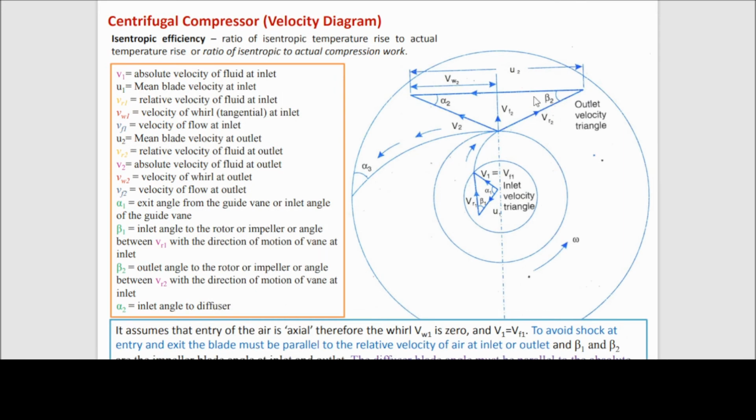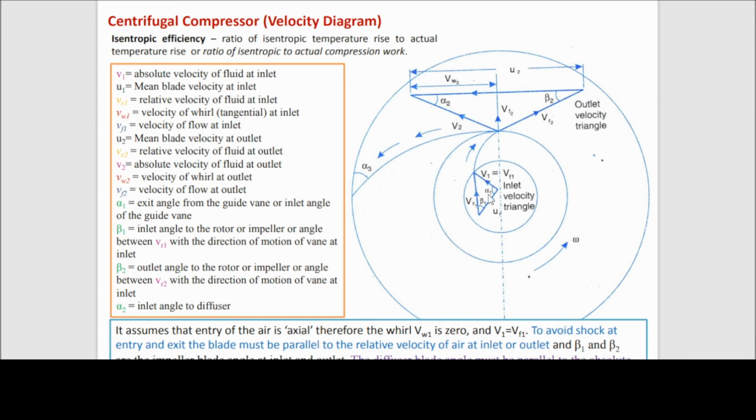Now we will come to the velocity diagram. Here the absolute velocity is in the radial direction, and you see this is the absolute velocity, and this is the impeller or the vane, and the relative velocity should be tangent to the tip of this impeller so that there are no shocks. This impeller is rotating in the anti-clockwise direction. So this is the direction of motion of the blade, u1.